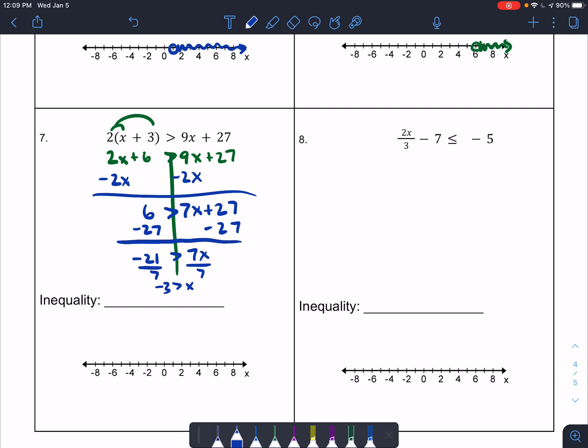Okay, what's the only thing we got to do here? We got to remember what? We want the x of the variable on the left side. So I'm going to completely flip-flop my inequality. X is less than negative 3.